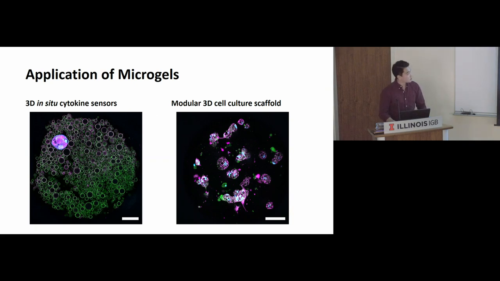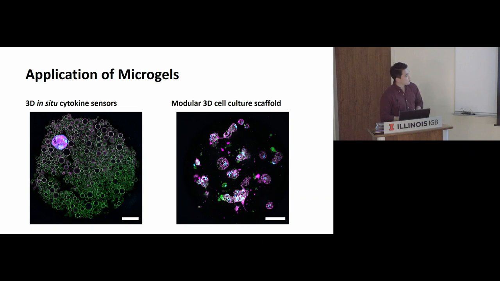Some of the applications of microgels that I'll talk about are this 3D in situ cytokine sensor. I'm using hepatic stellate cells. These are cells active in fibrosis in the liver. I won't really go through the biology, but I made the sensors capture a cytokine called IL-6. And you can see that gradient being formed here.